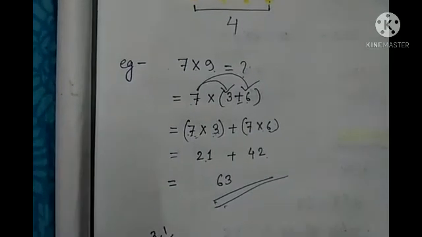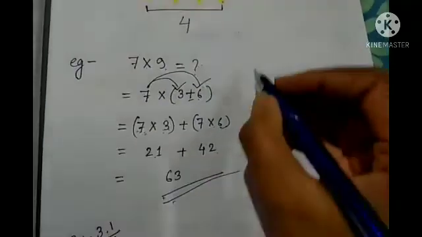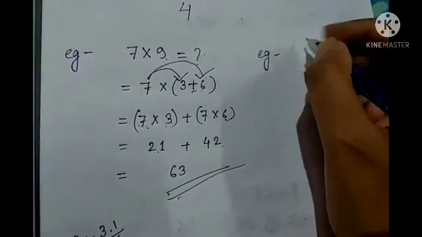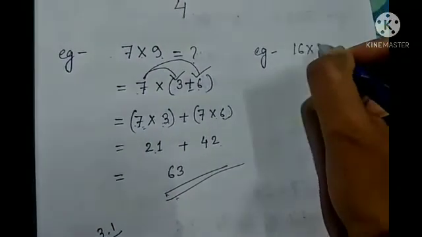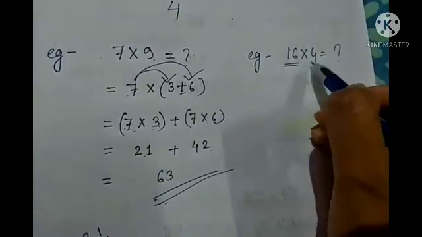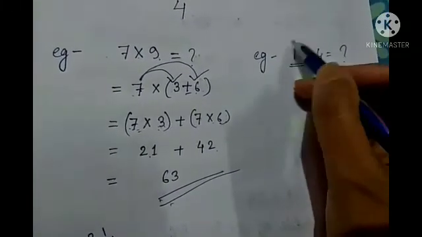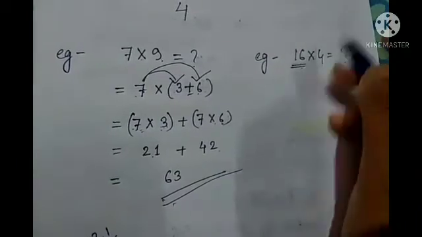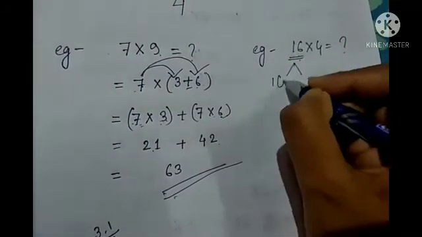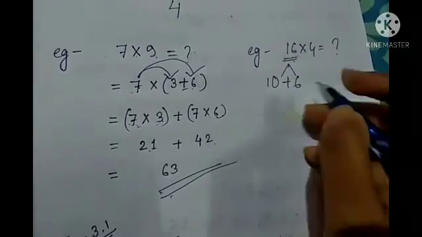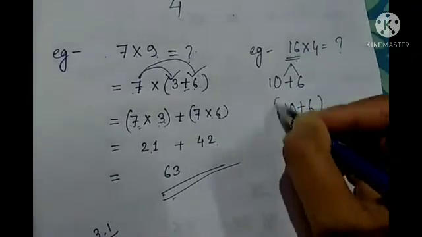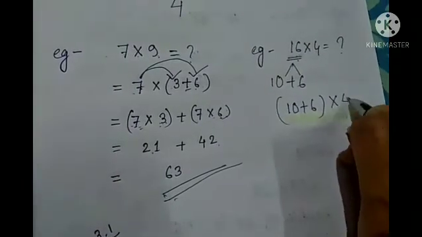Now let's see one more example. This one I'm doing from Try This, page number 45. It is given 16 into 4, we need to find out. So students, you see here this 16 and 4. Obviously we'll break this number 16, this is the greater number, right? So 16 I can write as 10 plus 6. So two numbers we already get. You can write 10 plus 6 in brackets, multiplication sign and 4.